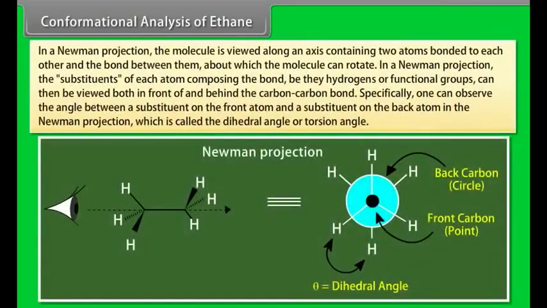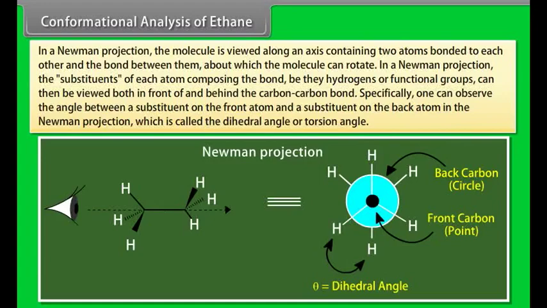In a Newman projection, the molecule is viewed along an axis containing two atoms bonded to each other and the bond between them, about which the molecule can rotate. The substituents of each atom composing the bond, be they hydrogen or functional groups, can then be viewed both in front of and behind the carbon-carbon bond. Specifically, one can observe the angle between a substituent on the front atom and a substituent on the back atom in the Newman projection, which is called the dihedral angle or torsion angle.